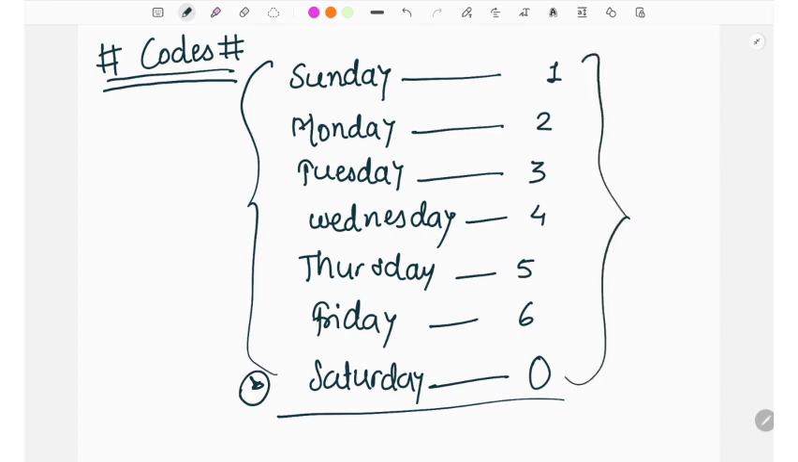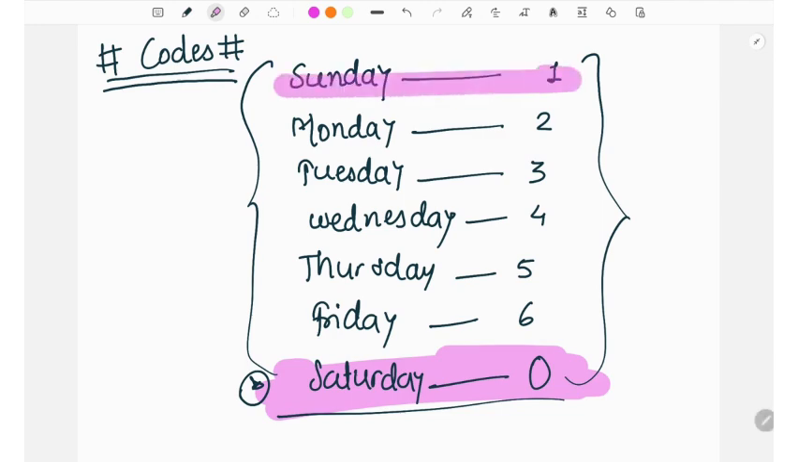You'll understand the importance of these codes later on. Okay, अभी तो आपको कुछ समझ नहीं आएगा. You won't be able to understand what is the use of the code, how are we going to use this code in the questions, but later on you'll understand this. Okay, so these are the different codes that we are gonna use.